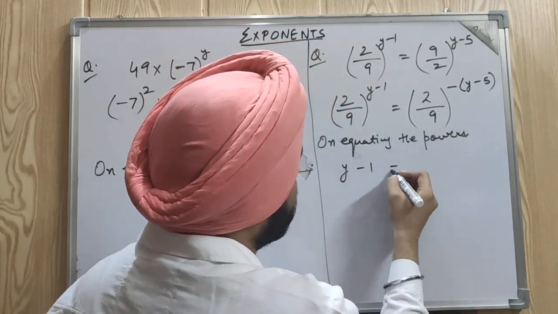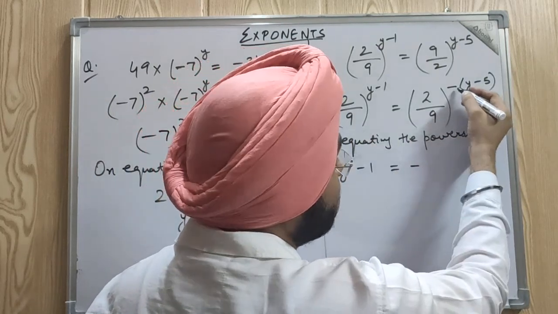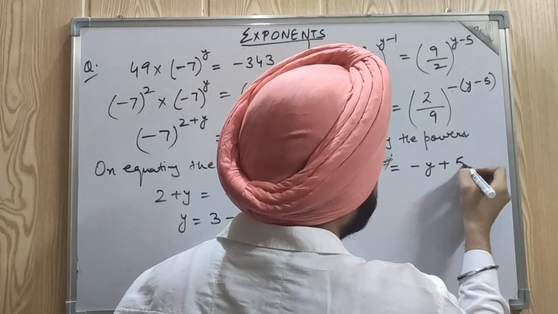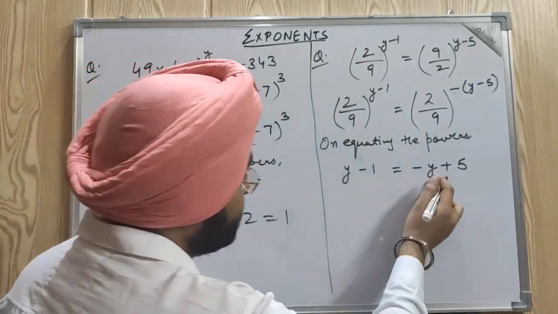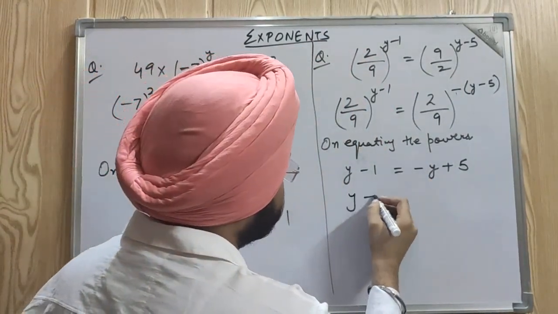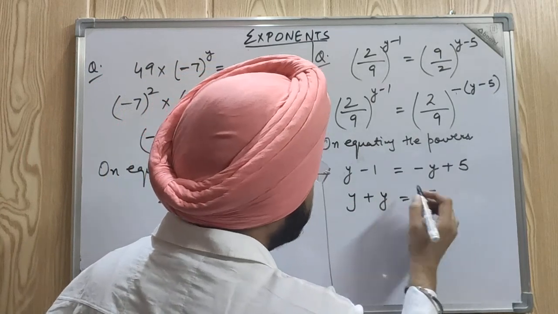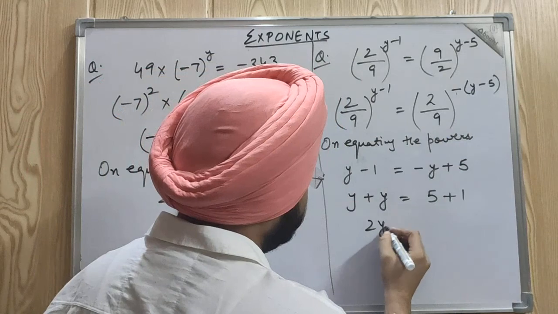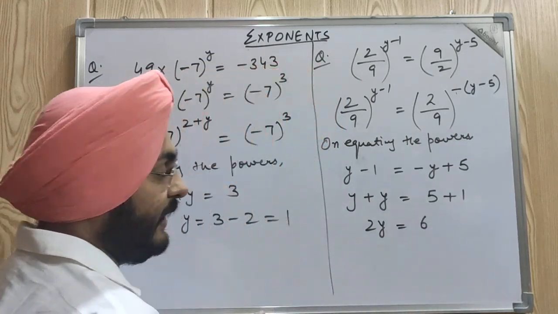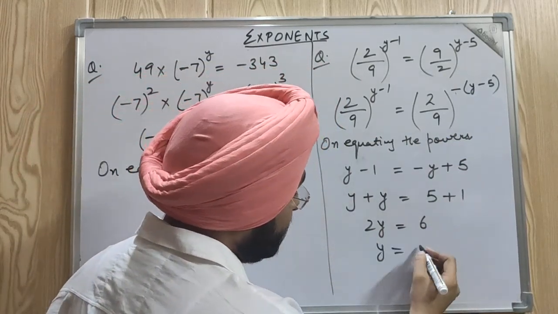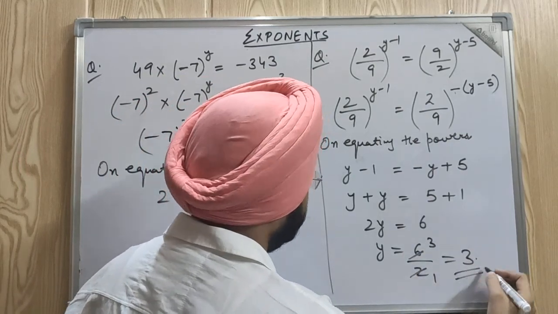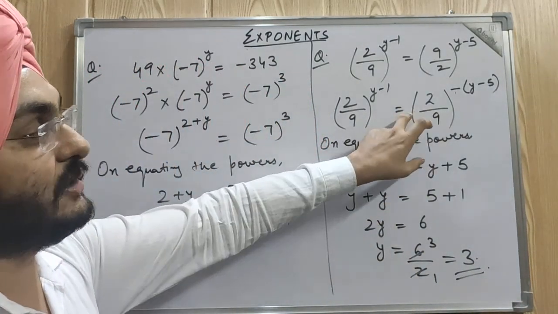y minus 1 will be equal to, okay, I am putting the bracket, minus y minus 5, and this minus minus will become plus 5. Okay, this minus y I am bringing here, what will we be getting? y plus 5 minus 1, that will be 5 plus 1. So y plus y will be what? 2y, and 5 plus 1 will be 6 here. Okay, bringing this 2 here, 2, 1 and 2, 3. So the value of y will be 3 here. So keep in mind these types of things.